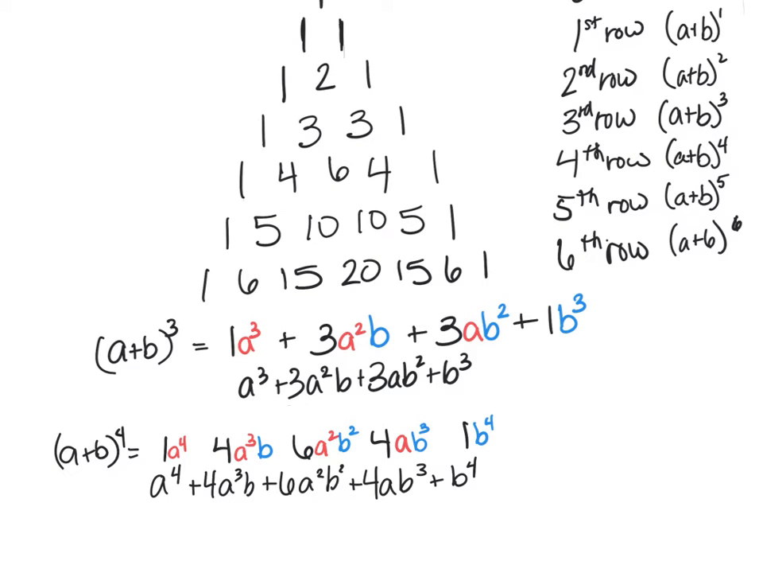Now, what happens if it's negative? What happens if it's not just a and b? So we're going to look at another one, and we're going to look at the fifth power. So I want you to look at 1, 5, 10, 10, 5, 1. We're going to use this row for the next example, but I need to go to the next slide. Actually, I'll just move it up.